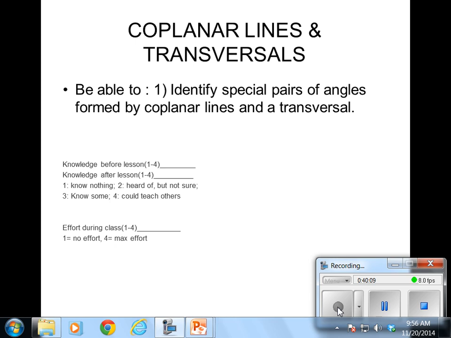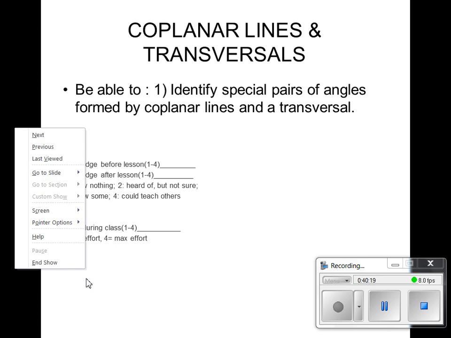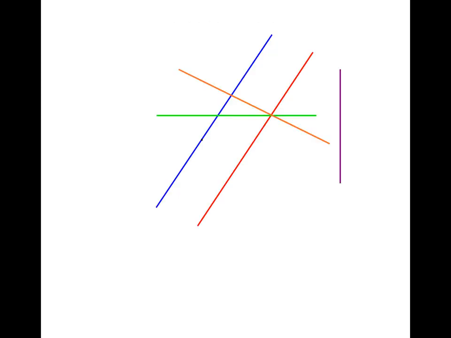Today, we're gonna talk about special pairs of angles that are formed when you have coplanar lines and a transversal. Coplanar lines and a transversal. This is a new unit, right? Yep. Is it harder than the last one? I don't know that it's harder, it's different than the last one. It depends on the person.